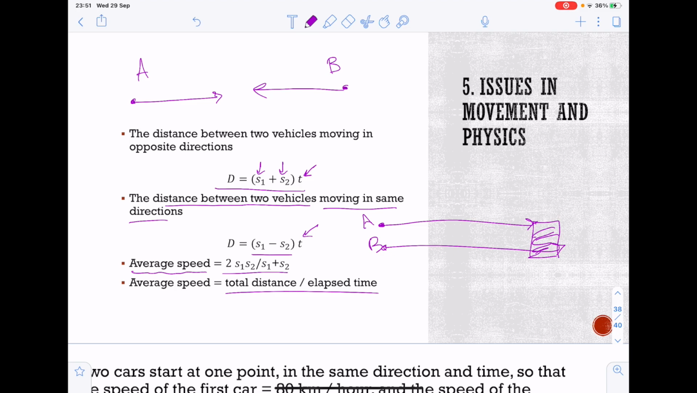The first one is to multiply 2 times speed number 1 times speed number 2, then divide by the sum of the speeds. And the second formula is to sum the distances and divide by the sum of the times.